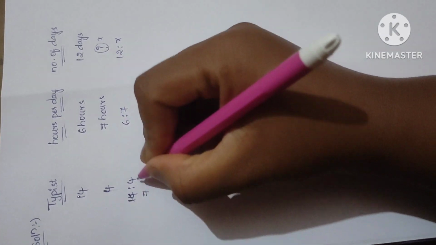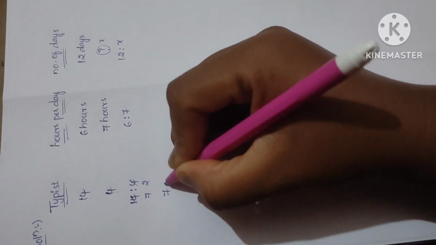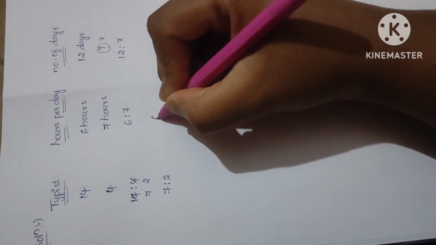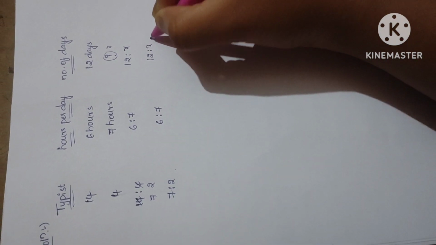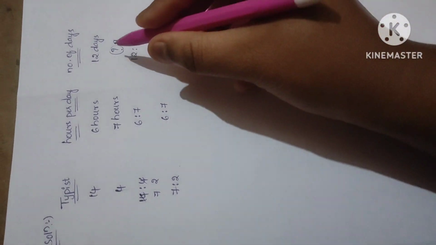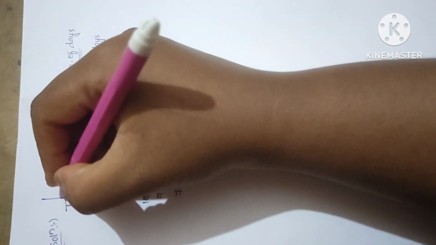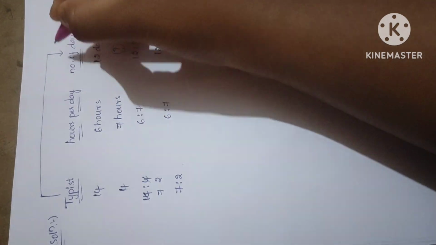Now we have to write the simplest form of this ratio. 2 7s are 14, 2 2s are 4. So 7 is to 2 is the simplest form of this ratio. 6 is to 7 we cannot cancel. 12 is to x, as it is we have to write. Now what do we have to find? The number of days we have to find.